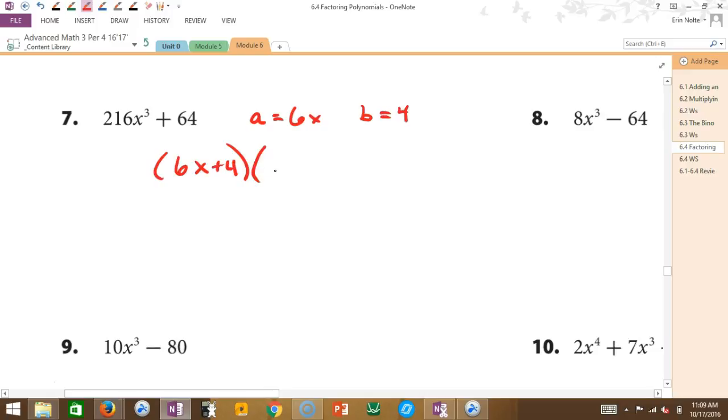Second term is a squared. So 6x squared, 36x squared. Minus a times b, 6x times 4, 24x, plus b squared. Does anybody else notice what I noticed? There was a greatest common factor way back at the very beginning, divisible by 2.